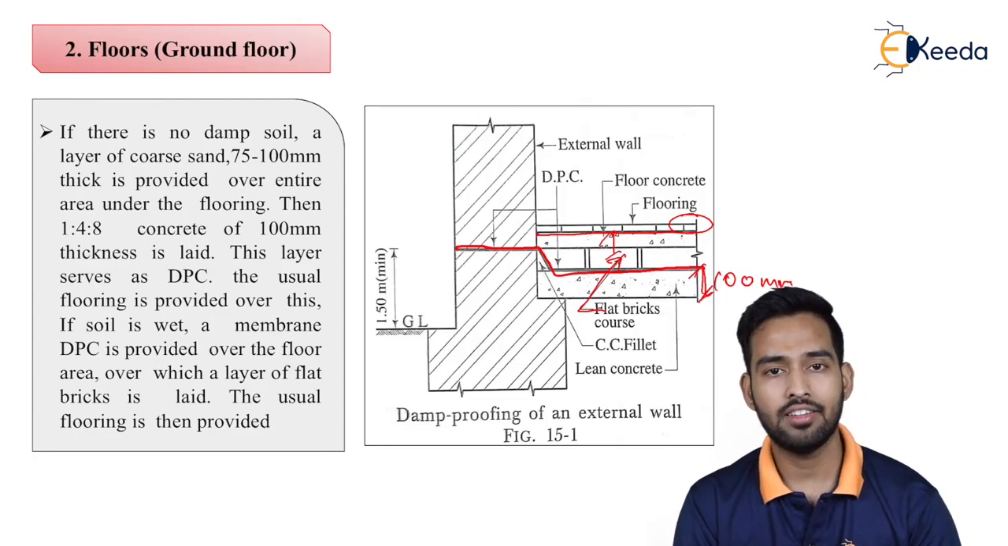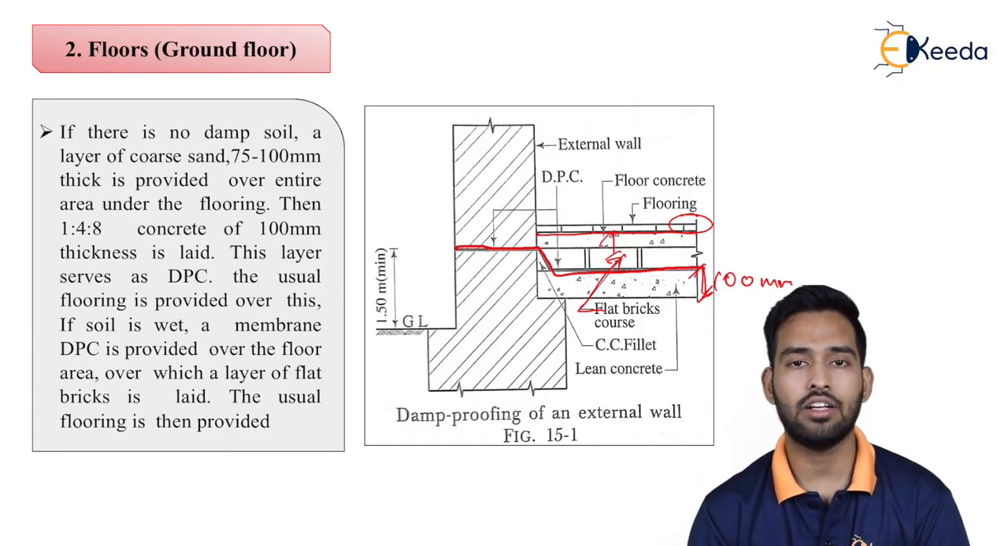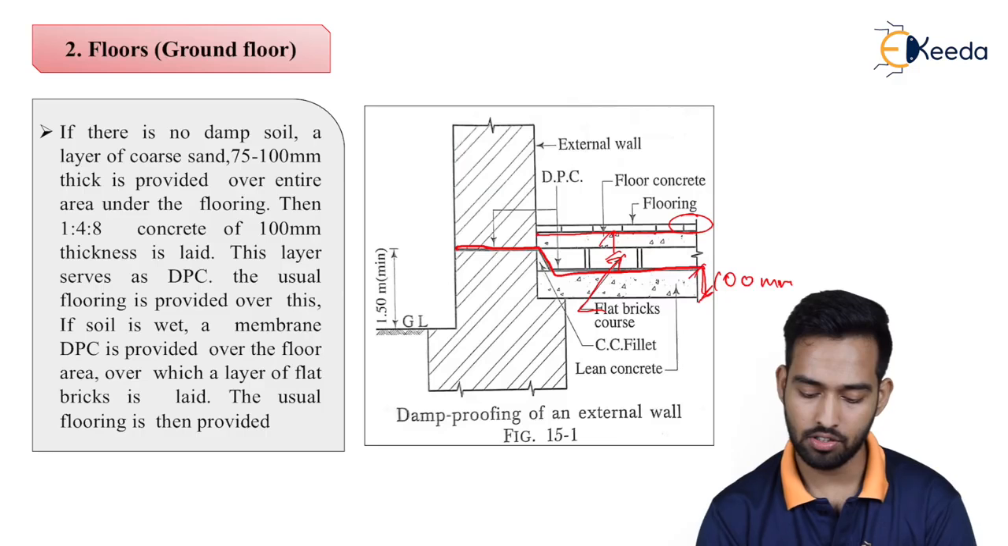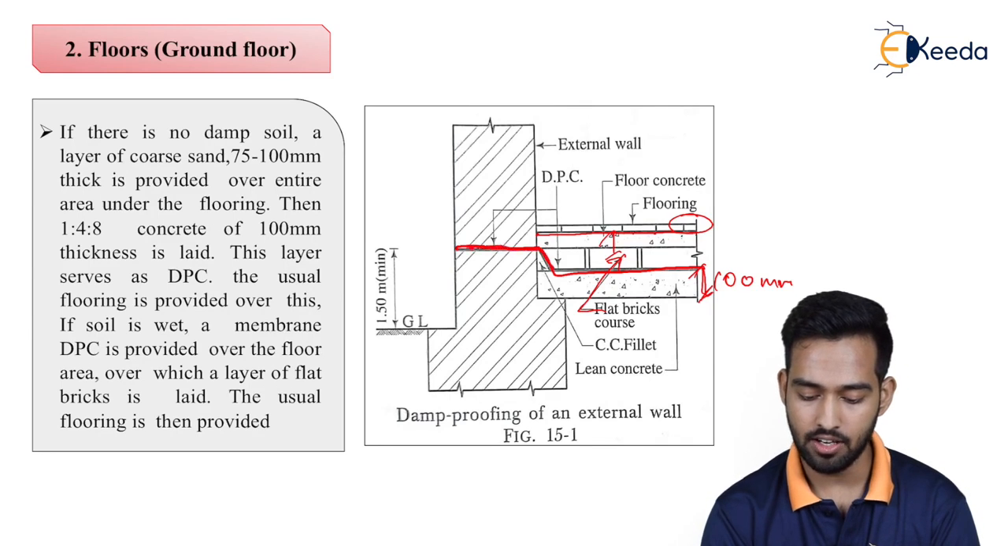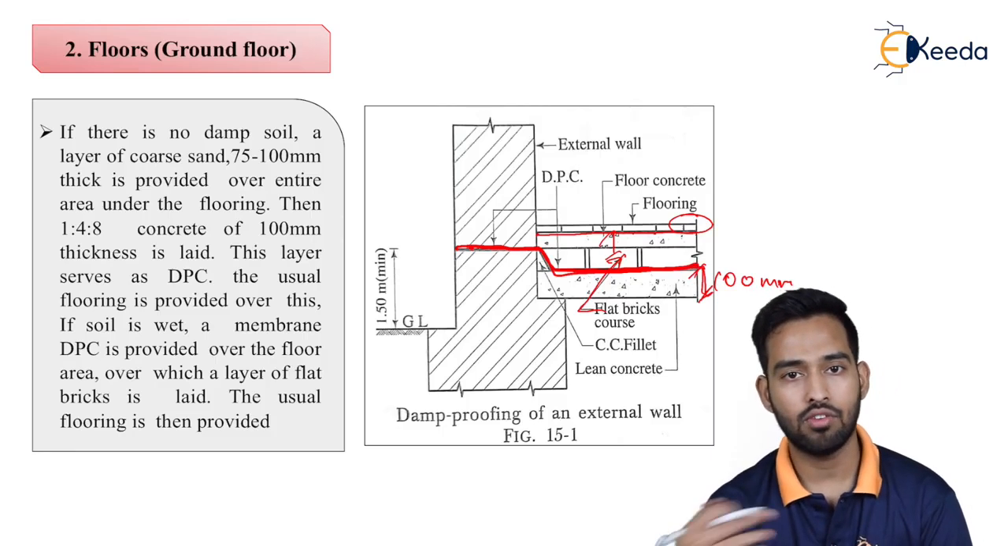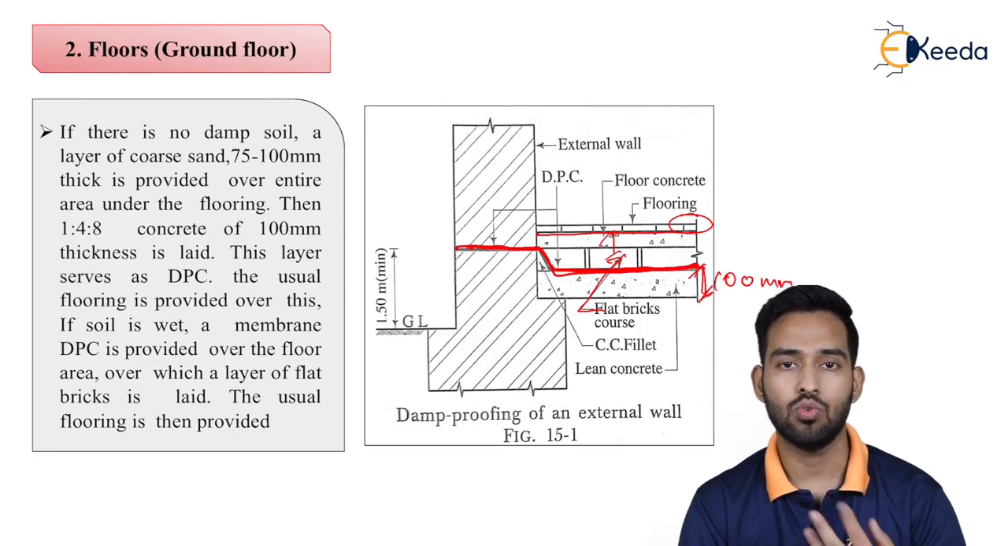If the soil is dry, then we can directly provide the DPC course in between your concrete, and this lean concrete will act as a DPC. But for wet soils, we have to provide an extra layer, this layer of a DPC, over which we can provide the brick bed, and over which we go for the usual flooring.